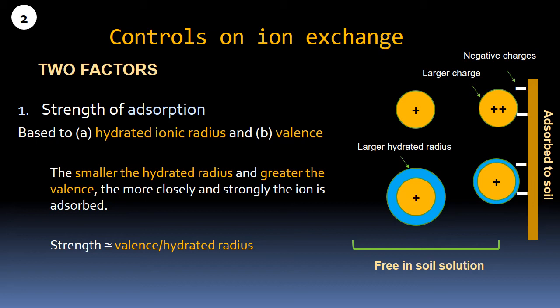Things to remember here: the strength of adsorption of a cation can be measured by using this equation. It's basically the valence over the hydrated radius. And as you can see from this example, the smaller the hydrated radius and the larger the charge, the strength will be much larger and stronger, compared to another cation that has a larger hydrated radius and smaller charge.